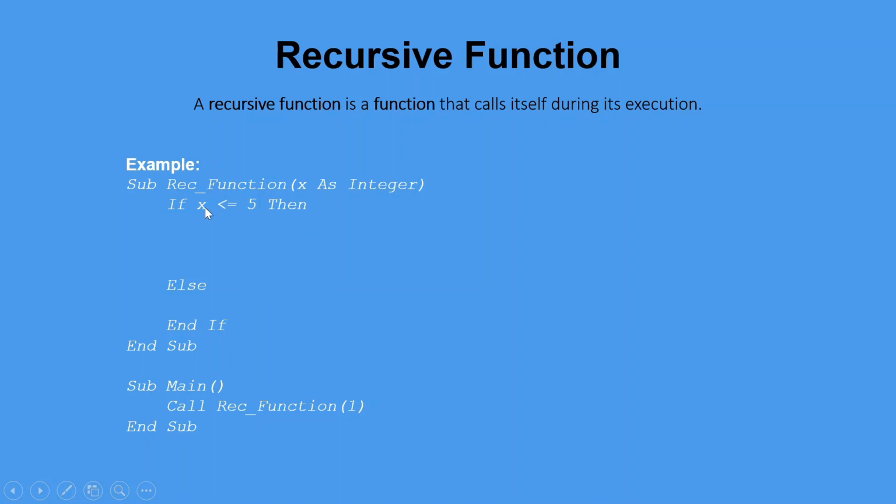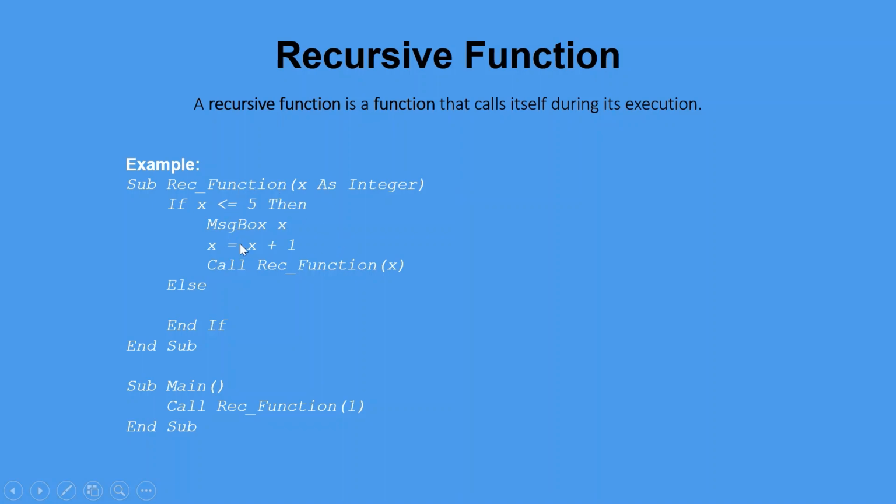It will check if x is smaller than or equal to 5. Yes, so it will print that number. It will increase itself by 1. So now x becomes 2. Now the rec function is called with the x value as 2. It will again check if 2 is smaller than or equal to 5. Yes, it will print 2 and increase the value of x by 1. So x will now become 3. It will call the same function again with 3 as the value.